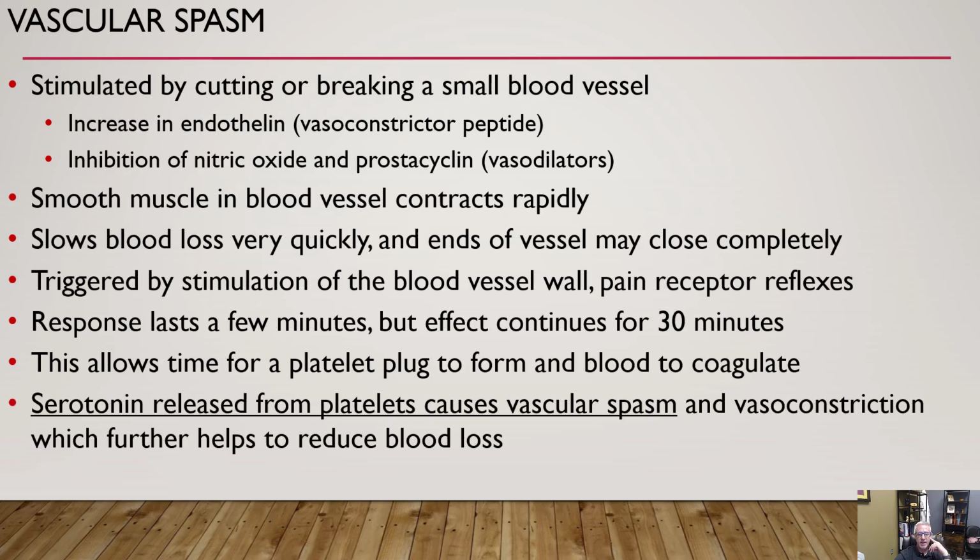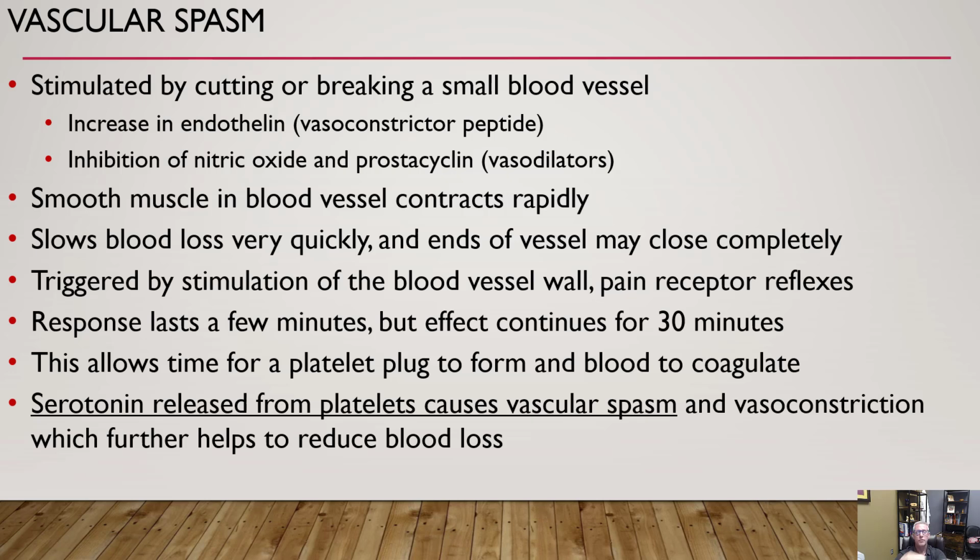So a vascular spasm is going to be stimulated by the breaking of this small blood vessel. And we're going to see endothelin be released, and basically it's going to be a vasoconstrictor. It's going to close off that blood vessel. It's a peptide, and we're also going to inhibit nitric oxide and prostacyclin. And both nitric oxide and prostacyclin are vasodilators.